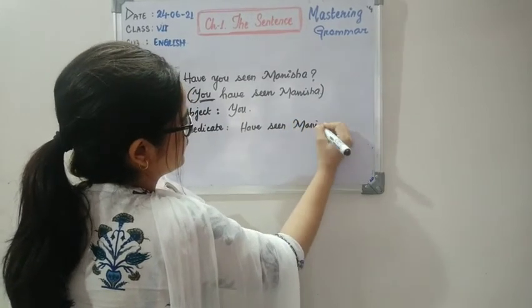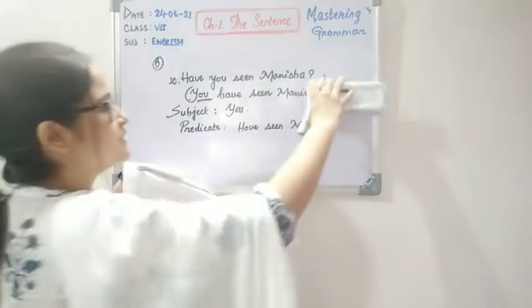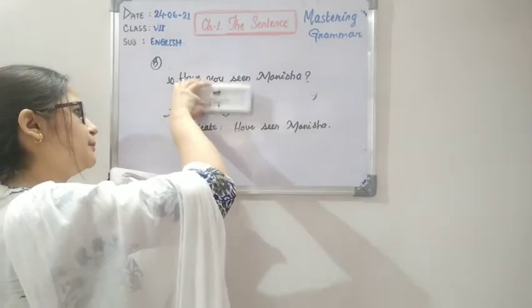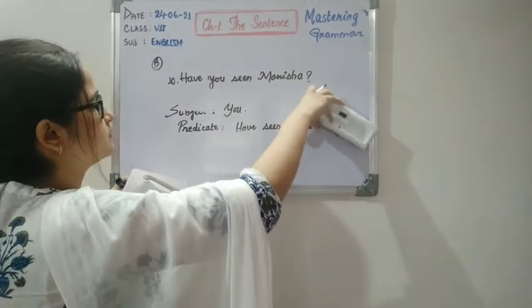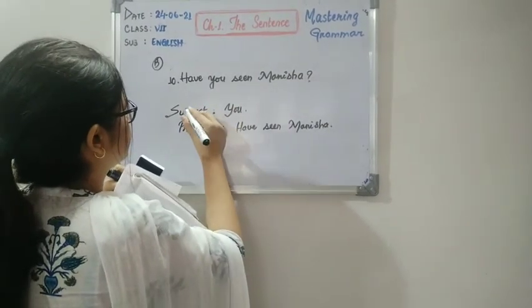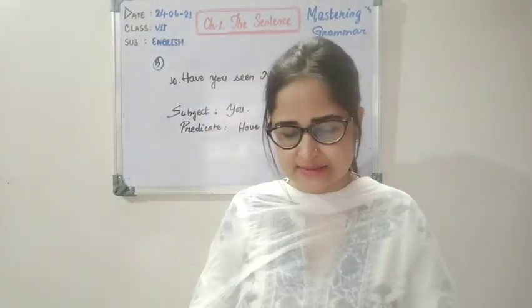Okay, children. You do not need to write this conversion. I just made you write it for your better understanding. So you don't need to write it. You just need to write these two parts: the subject and the predicate. So children, with this we have finished our B exercise.